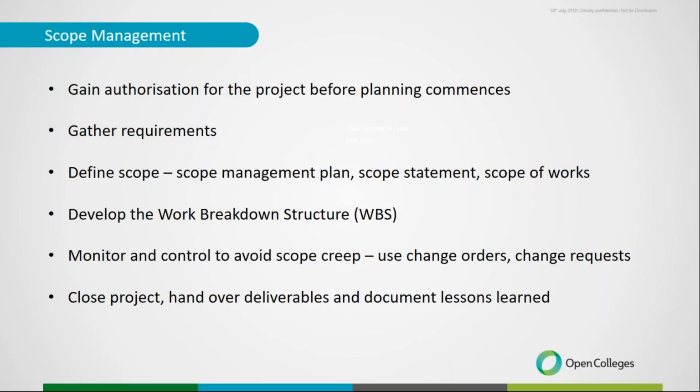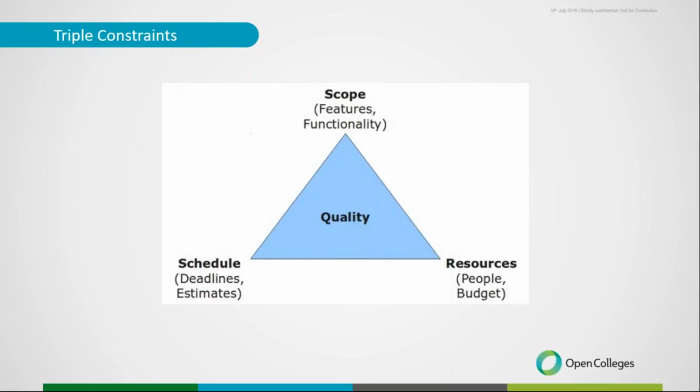And I'll just show you the slide before I check if we've got any other questions. The triple constraints, or the iron triangle that you'll sometimes see, is where you'll always have this battle between scope, your resources, your budget, people, etc., and your schedule. And any time you make a change in one of these three areas, it's going to affect the others.